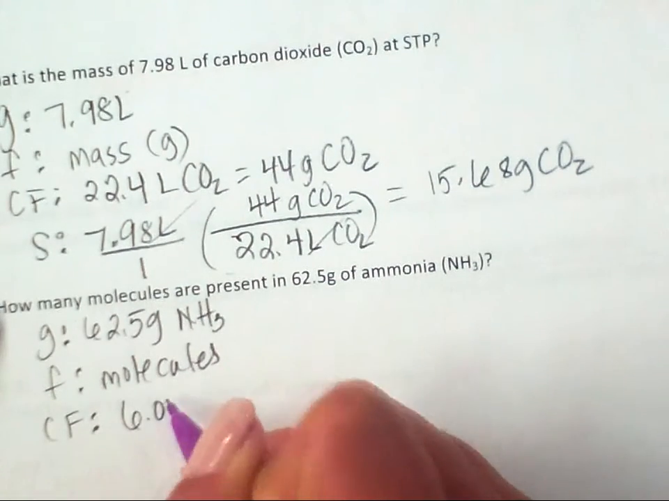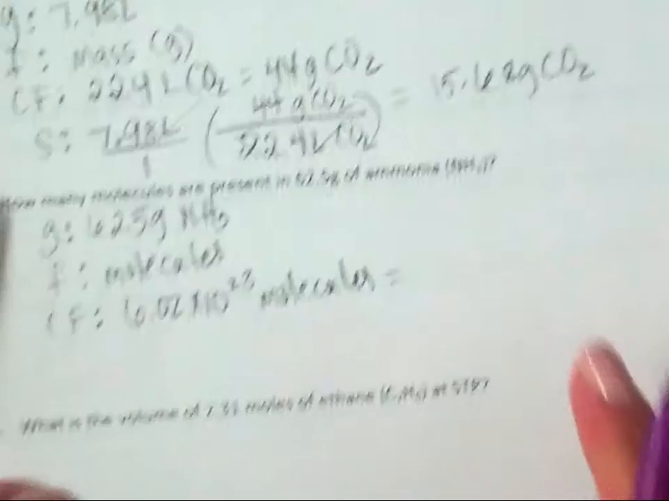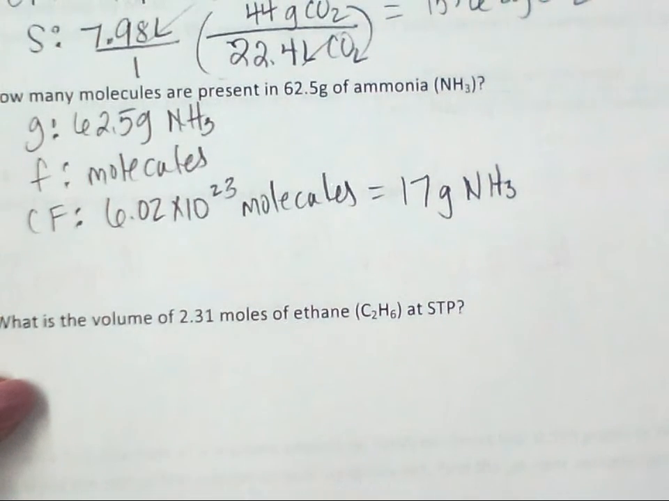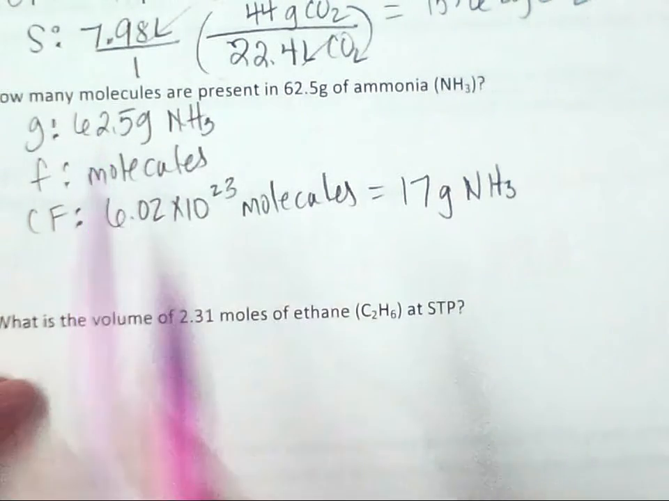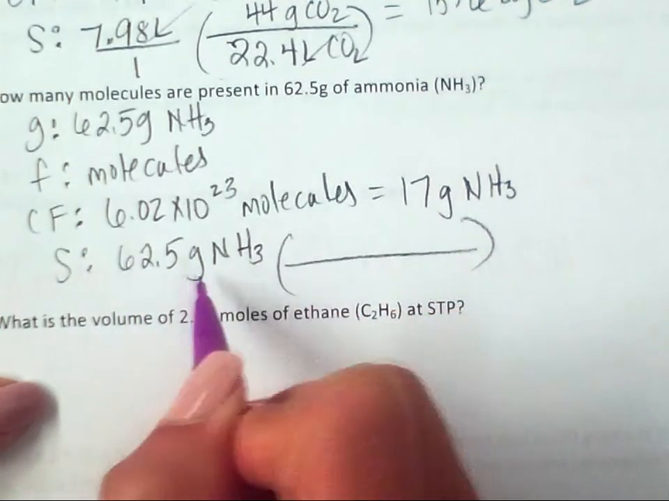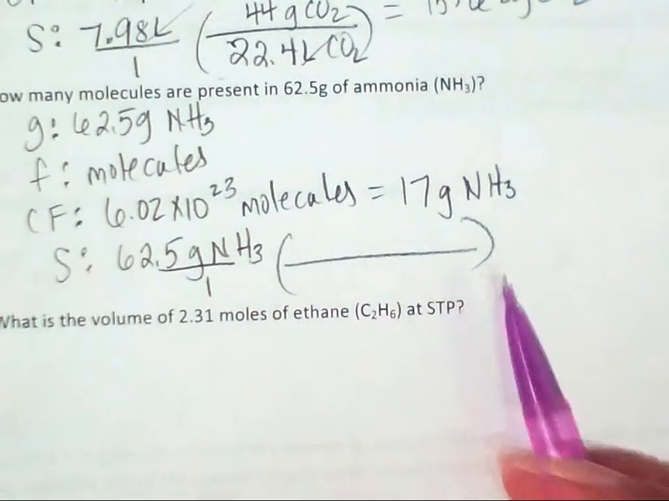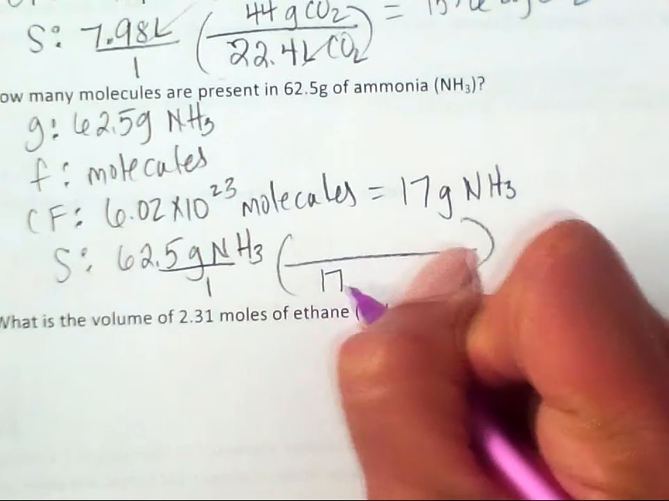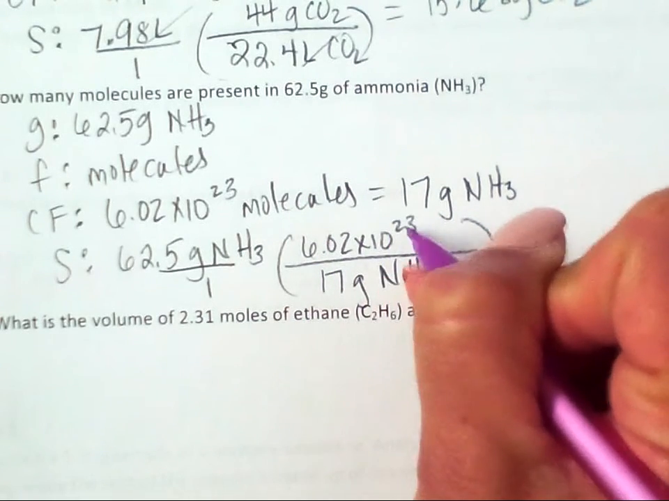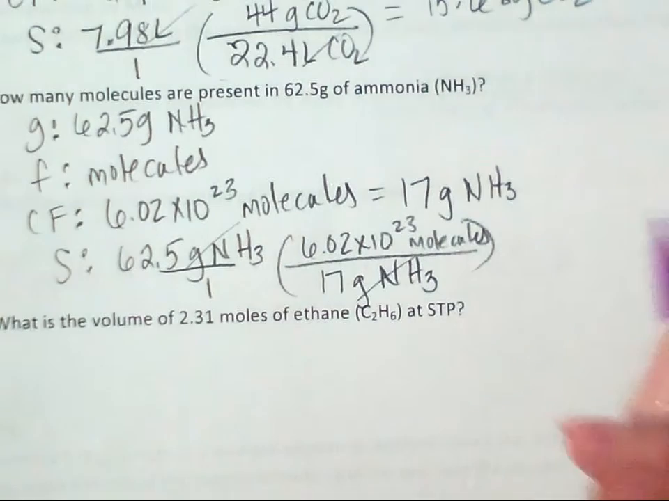For every 6.02 times 10 to the 23rd, in this case, it's molecules, it will be equal to what? 17 grams of NH3. It's just the molar mass, okay? Then you will start the problem with what was given. This is the solution, 62.5 grams of NH3. We'll make that a fraction. Okay, what goes on the bottom that we're trying to cancel out? It's the 17 grams of ammonia. And the top part of the conversion factor will be the 6.02 times 10 to the 23rd molecules. The grams divided by grams cancel out in your answer when you do the math.